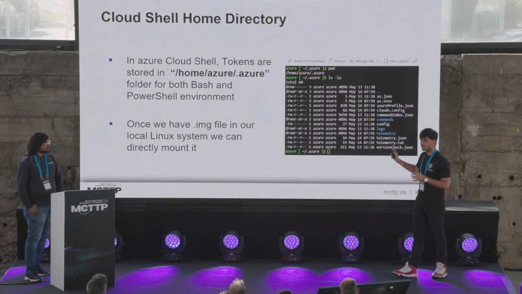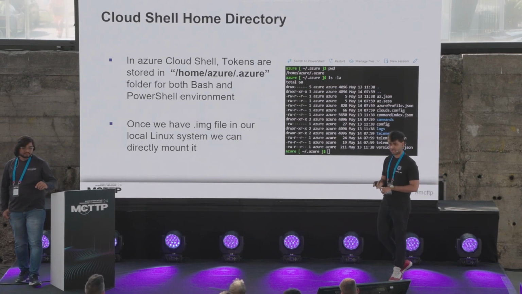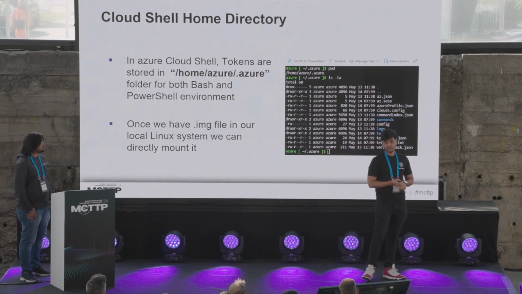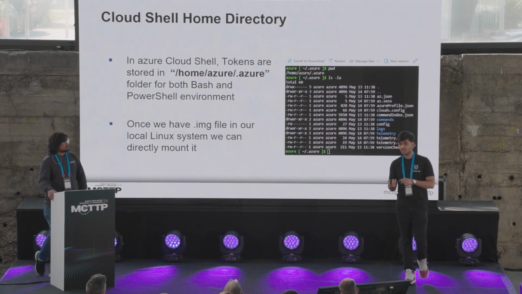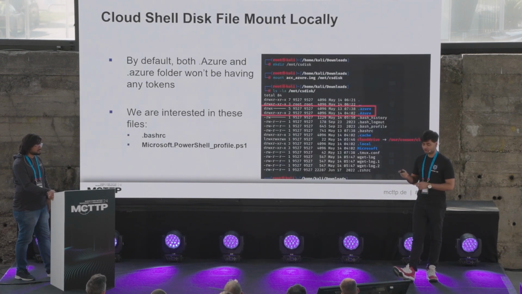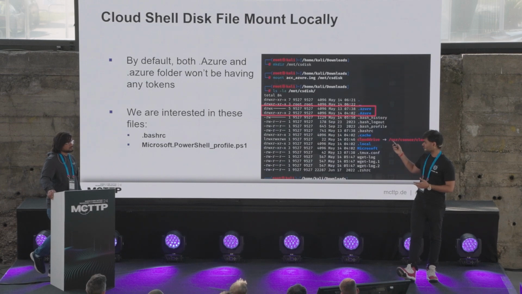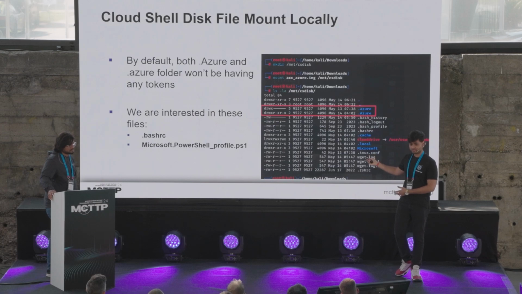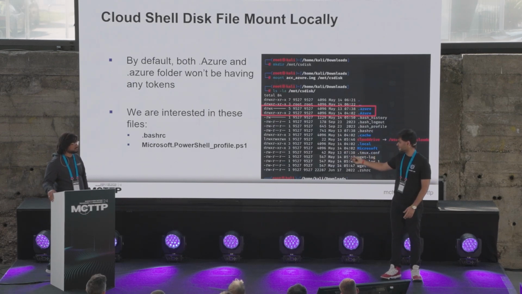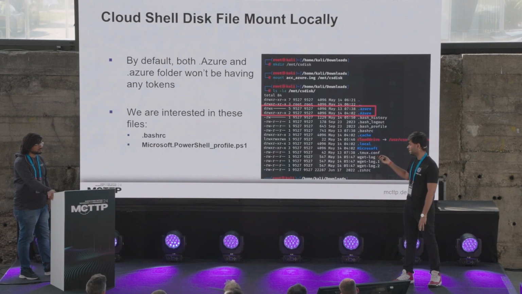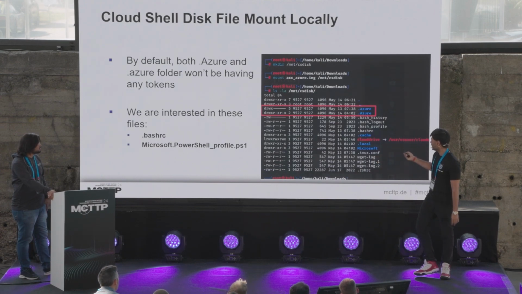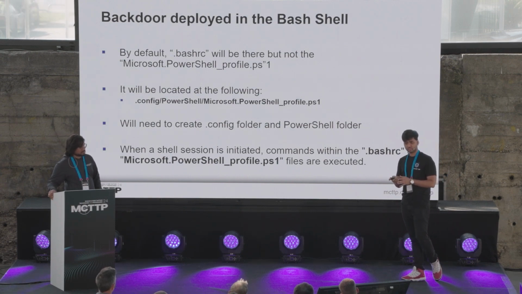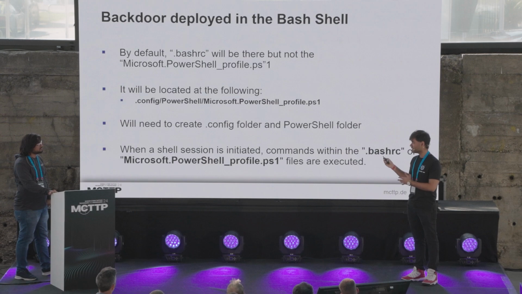Again, Cloud Shell has PowerShell and Bash terminals. So what we did is we tried to modify two special files, which are the startup files of Linux and PowerShell, or I can say Windows. For Linux, the file name was .bashrc, and for PowerShell, it's Microsoft.PowerShell_profile.ps1. We quickly created these files and uploaded them within the root folder of this img file.